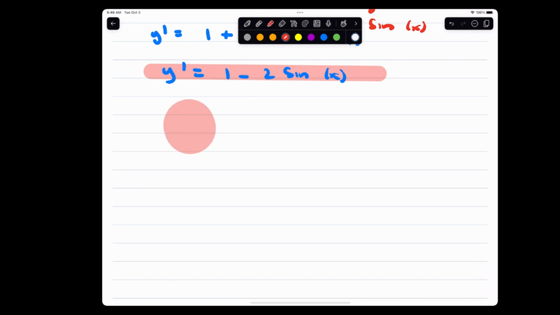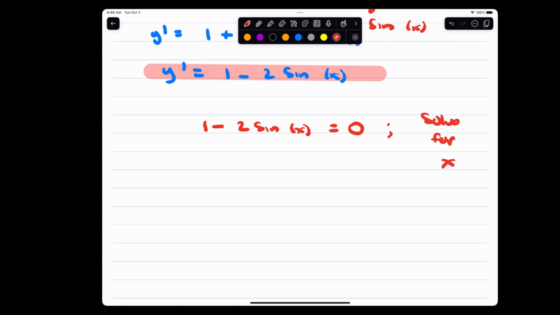So here's what you do. You set this 1 minus 2 sine x equal to 0, and then you solve for x. Now here's another thing to remind people of. What are you guys looking at, ladies and gentlemen? What is this known as?